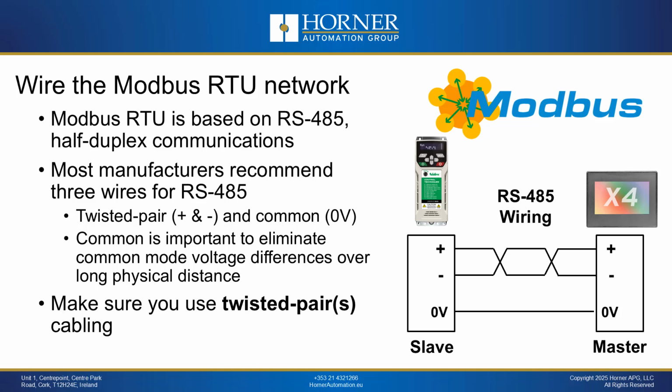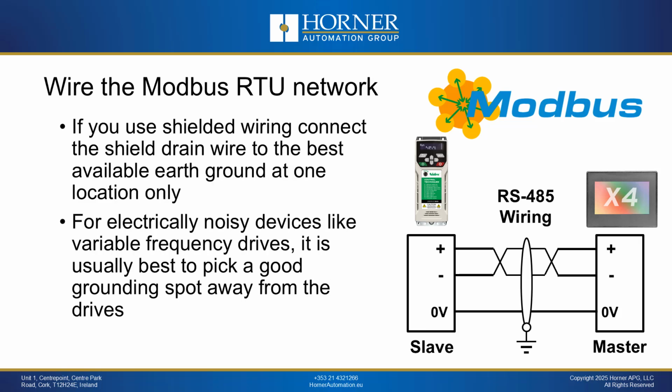Why do they need a common? RS-485 devices can be several thousand feet apart, which means they have slightly different ground reference, and if the ground reference is different enough, then there will be communication issues due to common mode, so they use an extra common conductor. Now let's talk about shielding.